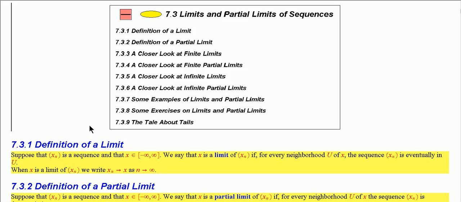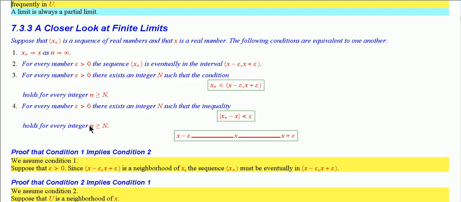Right, let's get going with what we are going to do today. So last time I introduced the definition of a limit and of a partial limit. If you've done your homework, you've come in today and you have played with the equivalent ways of saying this, and you have rewritten these things several times. Once is not enough for most people.